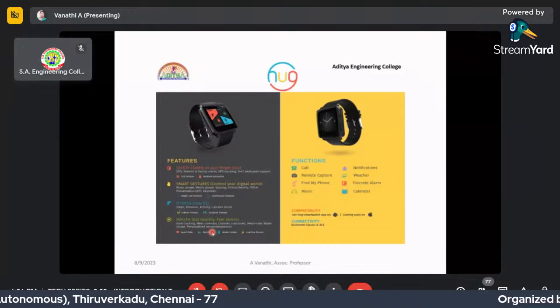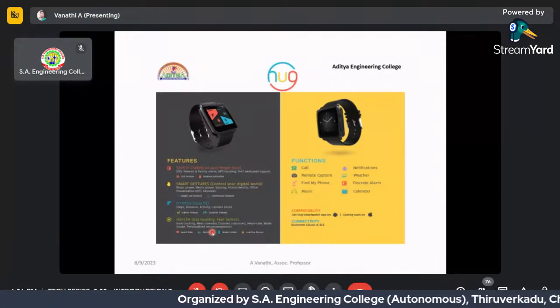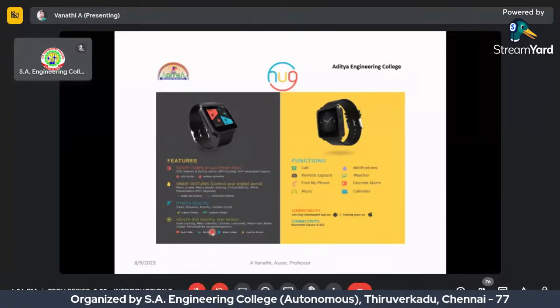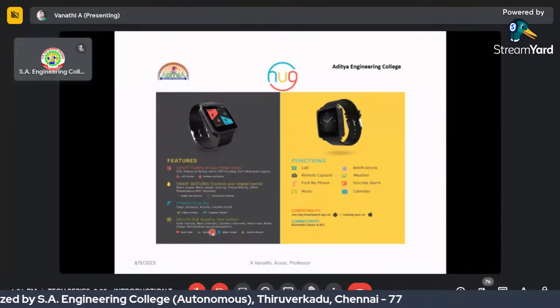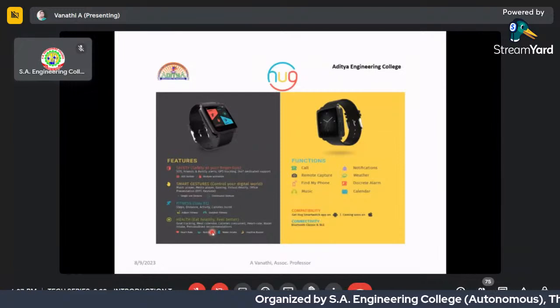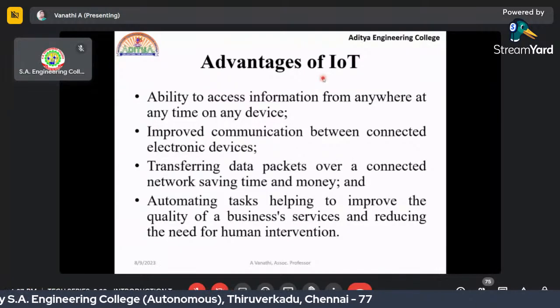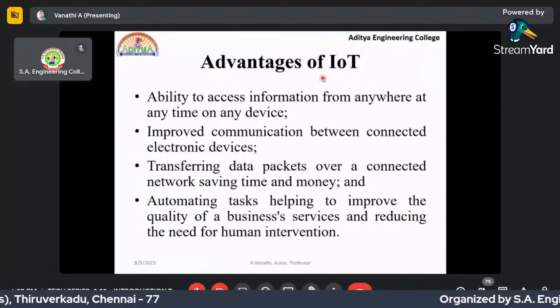It also can play music with a gesture, or in an advanced smartwatch it can see your face with the emotion on the face and play the song automatically. So we have many applications with wearable devices, which are coming to the picture due to the Internet of Things. So that's all about the applications of IoT. We'll see the advantages and disadvantages, then we'll go for some applications using Tinkercad.